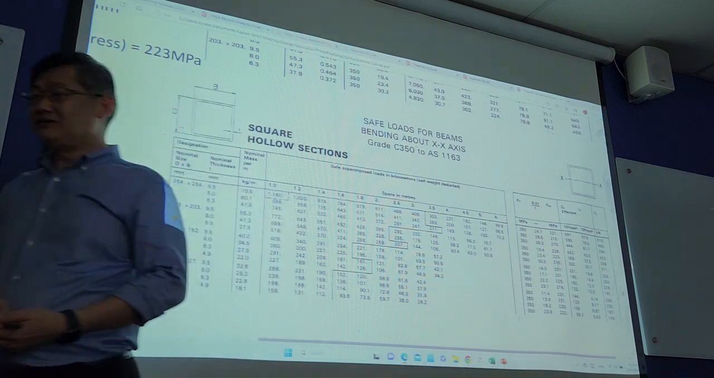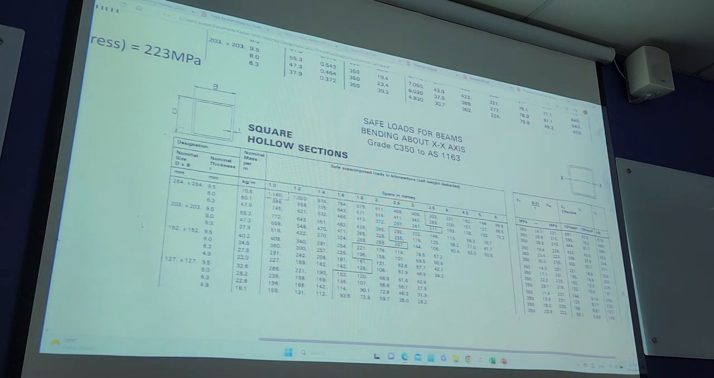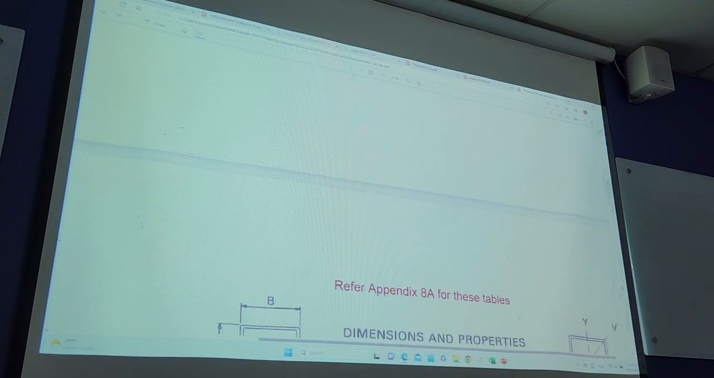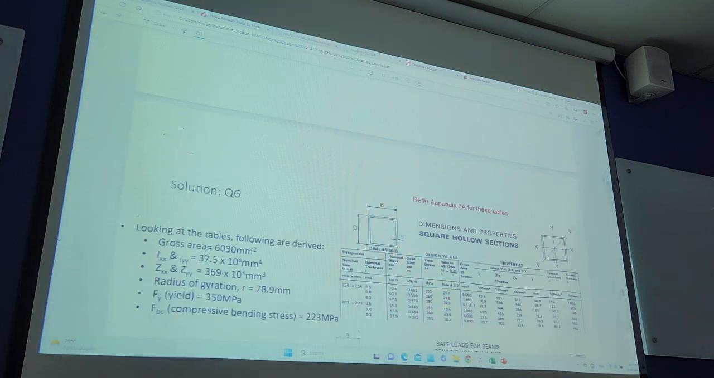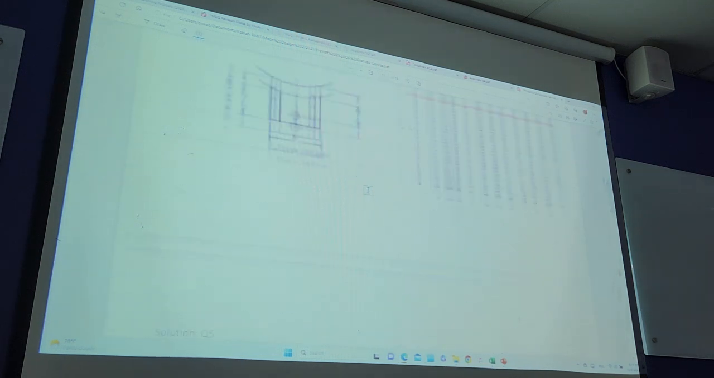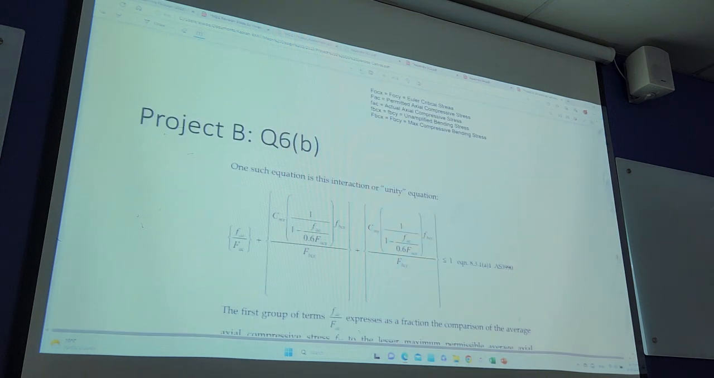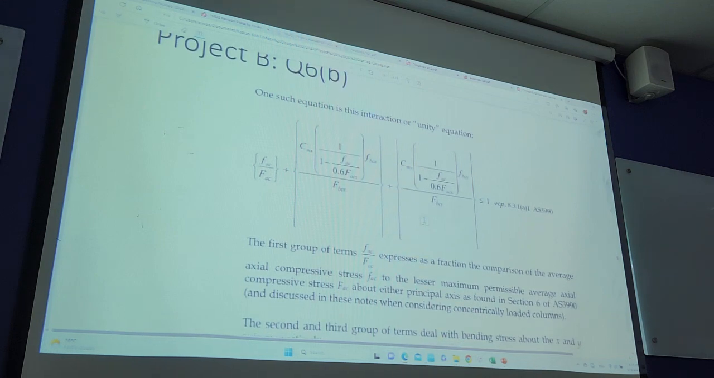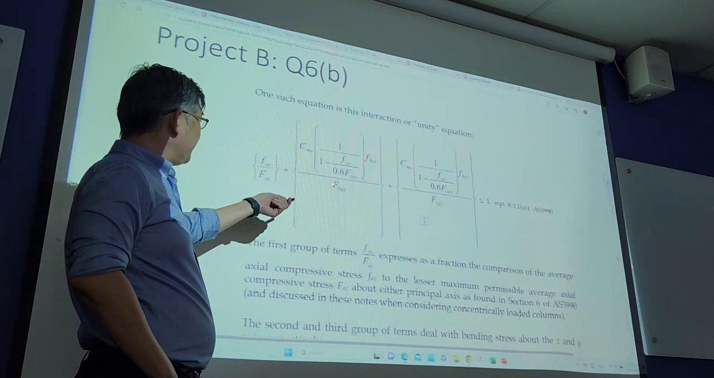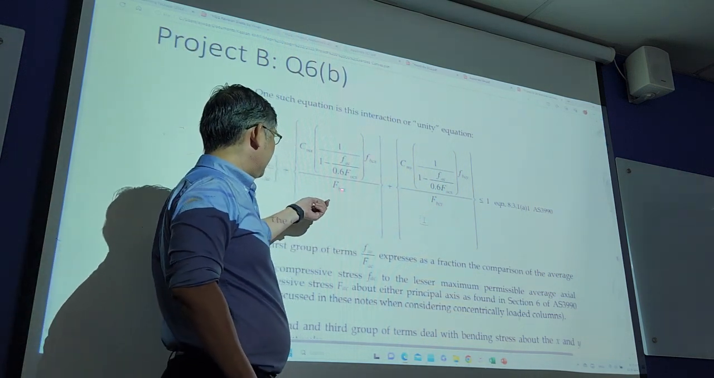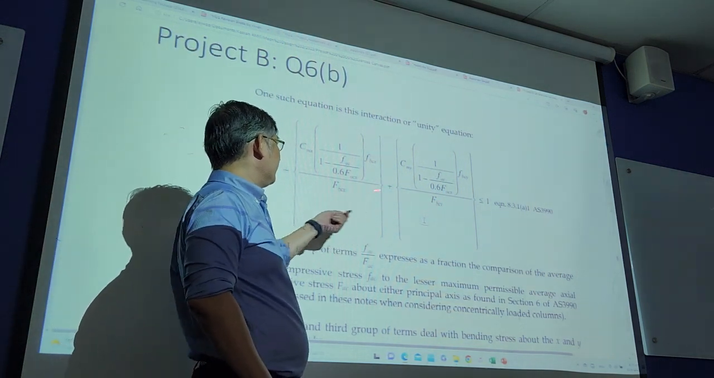If you ask why you need to have this FBC, then I have to show you back the unity equation. This is our FBC. 223 megapascal, you have to substitute it. FBC X, FBC Y, same value.